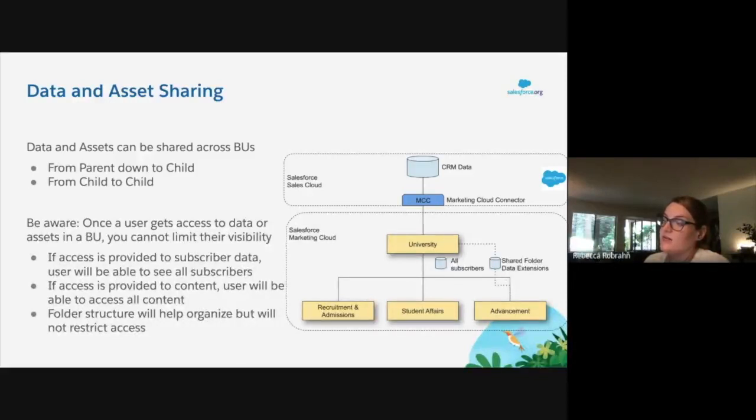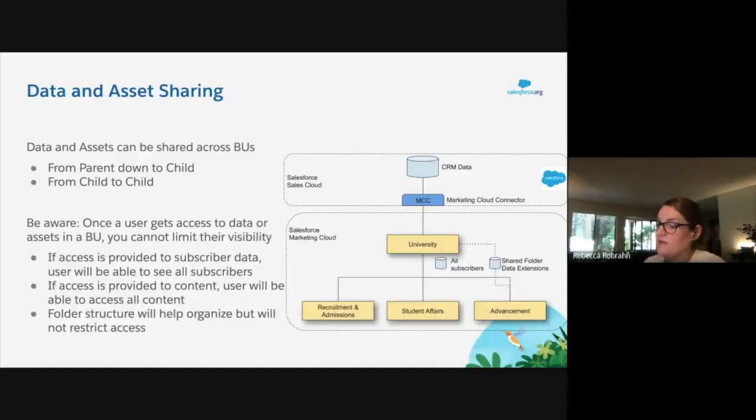So in the example, again, on the right, for recruitment and admissions, the university could create shared folders of data extensions where the data is specific to recruitment and admissions, and that data would not be able to be seen by student affairs or advancement. And in the same fashion, the top-level university could create shared folder data extensions for student affairs specifically, so current students, and the other business units would not necessarily be able to see that data. So it really is a way to help protect data that might be specific to individual business units. You can share data and assets from the parent down to the child, and you can also share data and assets between children as well, depending on how it needs to be managed.